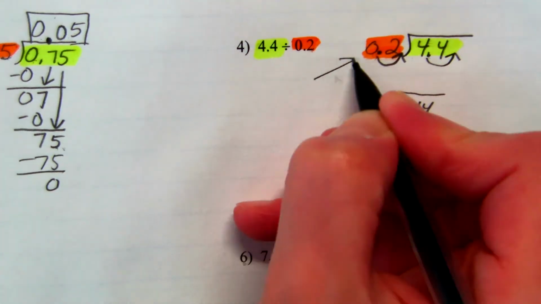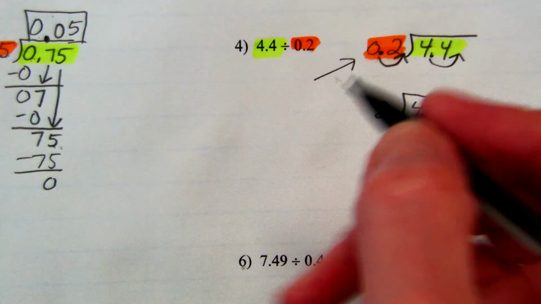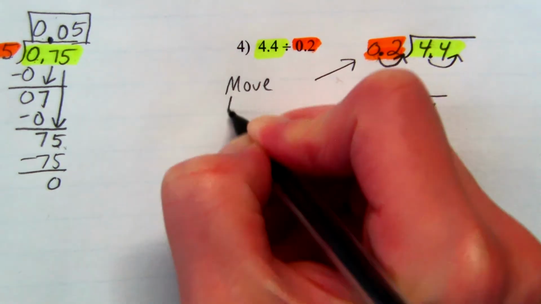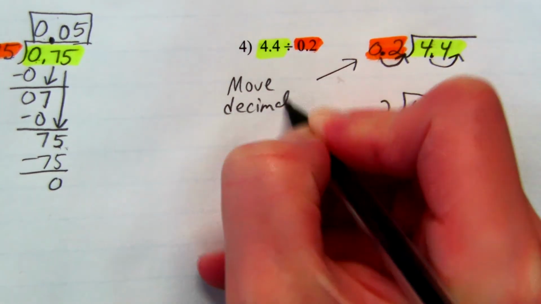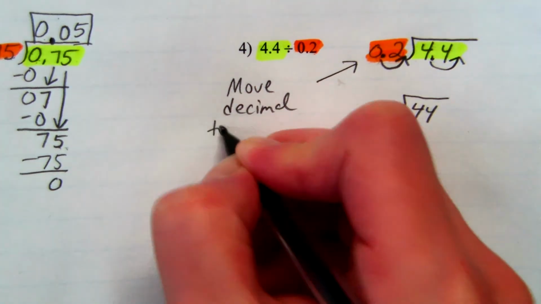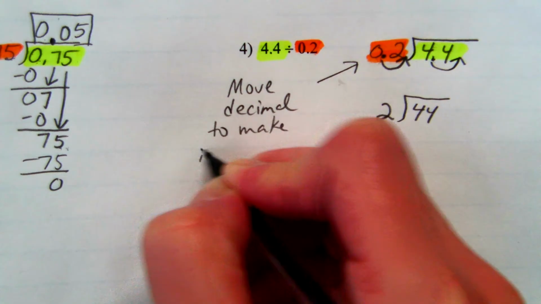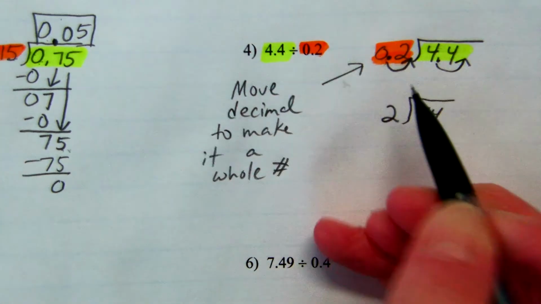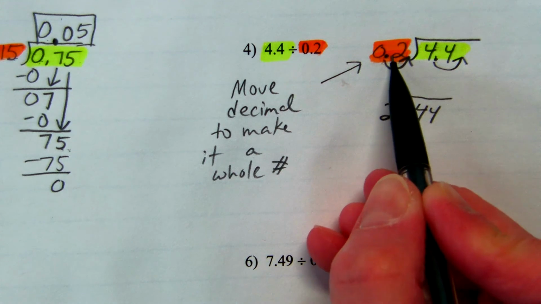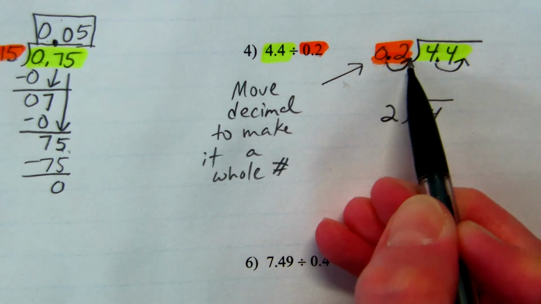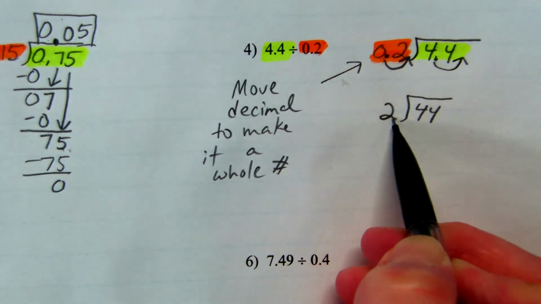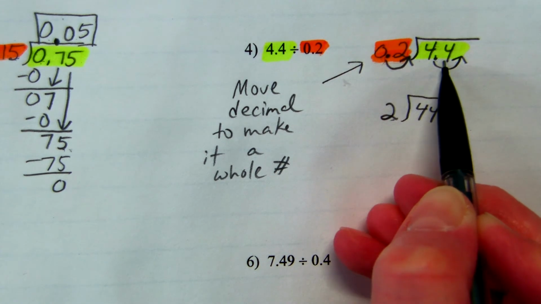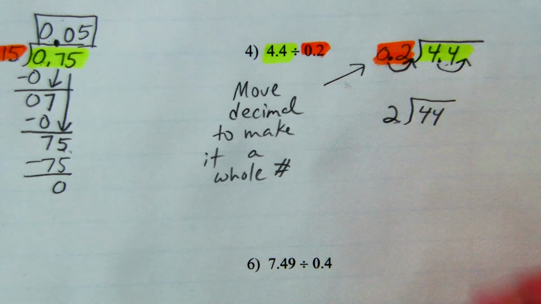So we might write a note in our notebooks that we're going to move the decimal to make it a whole number. When we do long division, we don't leave decimals on the outside. You move that decimal place over one place, so it's 2. But if you move this one, you also have to move this one. Otherwise, your decimal place will not be in the right place when we're done.